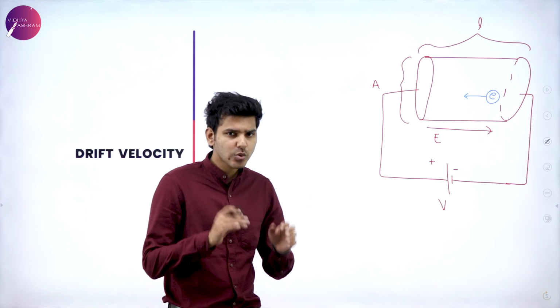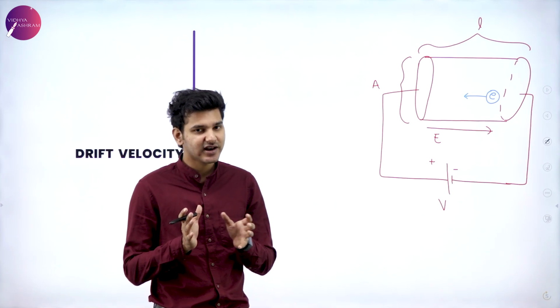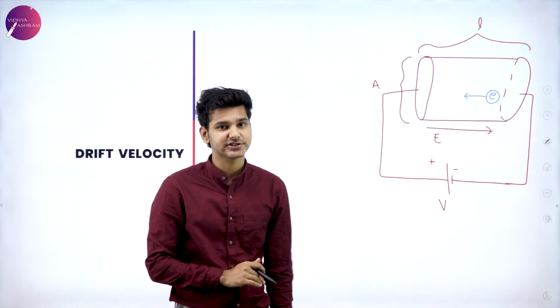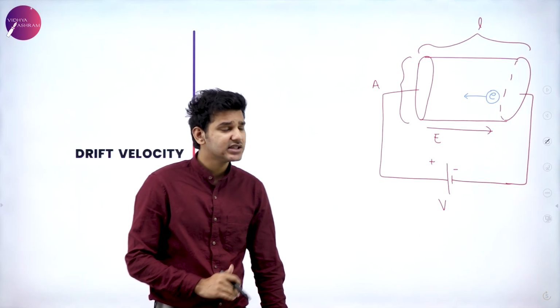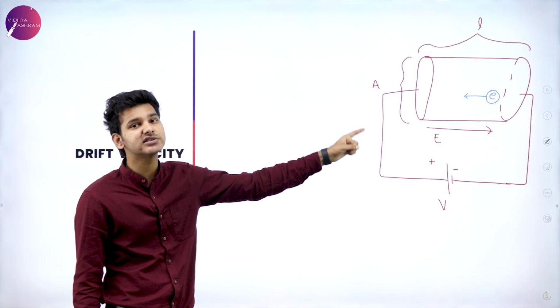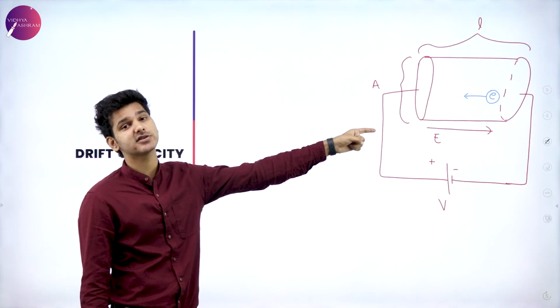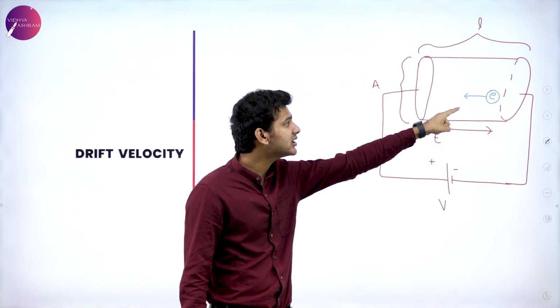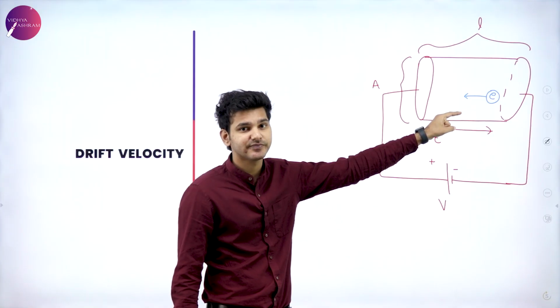So what exactly do you think will happen when I suddenly push an electron out of that surface? The electron is not alone there. That conductor is made up of thousands of electrons, millions of electrons, billions of electrons. So what happens when I suddenly pull or push that particular electron from that place?